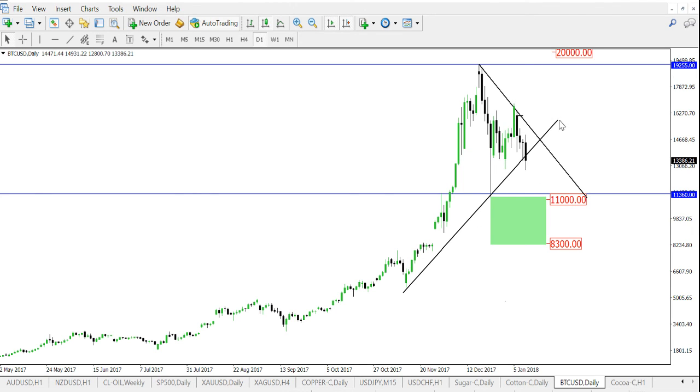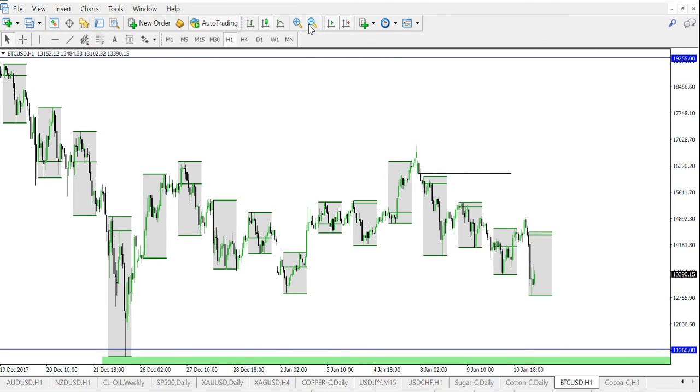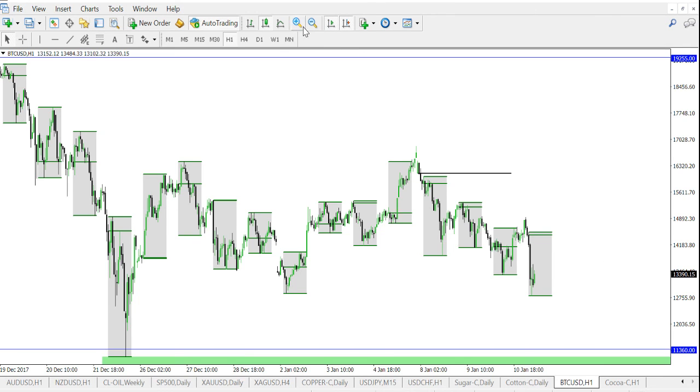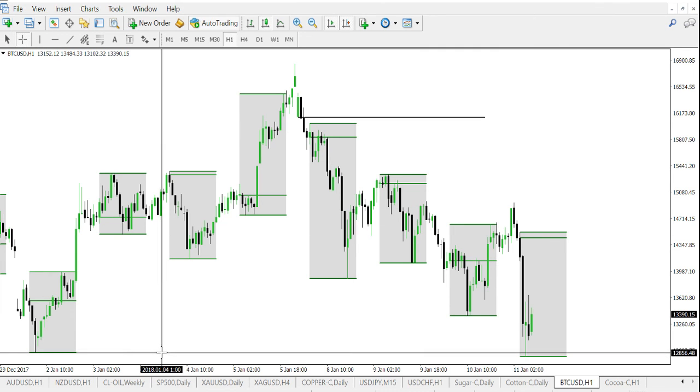So short term, you could look at taking some shorts, I guess, if you want to day trade this. That'd be a nice short right there, and just look for 11,000. I could hit that by the end of the week easily. I would not go long, to be honest with you. Price may want to come back long, short term.